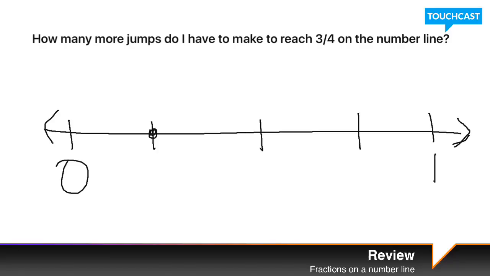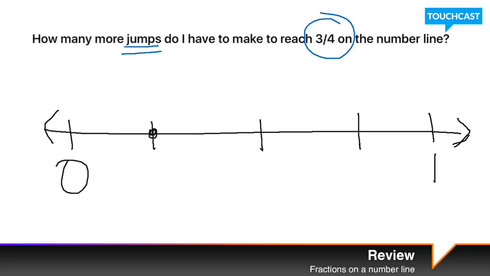So go ahead and take a look at this next problem. This one you're doing on your own. How many more jumps do I have to make to reach 3/4 on the number line? Go ahead and copy this down on a piece of paper, solve it. How many more jumps? Remember that you're solving for jumps to reach 3/4. All right, we're back. So let's see if you were right. And if you were wrong, just make sure you're paying attention. Make sure that you're learning from this experience.